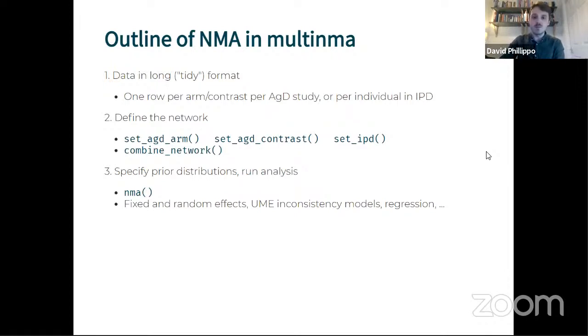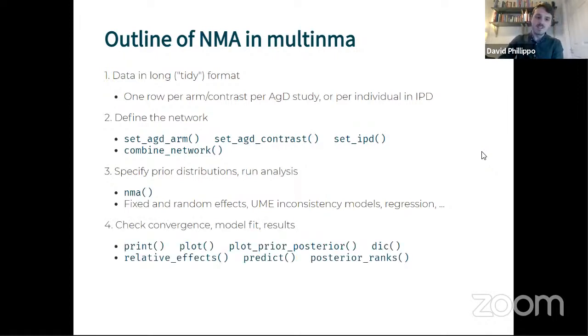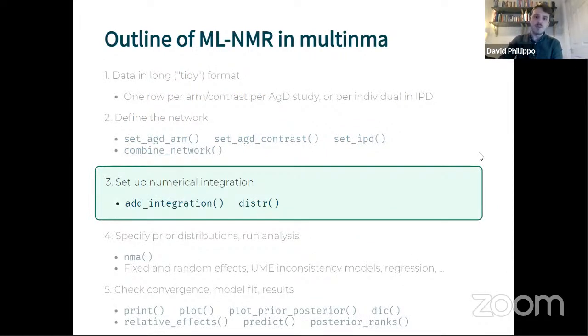And we can fit fixed and random effects models. We can check for inconsistency using unrelated mean effects models. We can fit meta-regression and so on. Once we've fitted our model, we can then check convergence, assess model fit, and produce posterior results using the functions below. If we wish to fit a multilevel network meta-regression model, the only difference here is that we need to add in numerical integration points into the network. We do that using the add_integration function. Everything else then is done the same way.